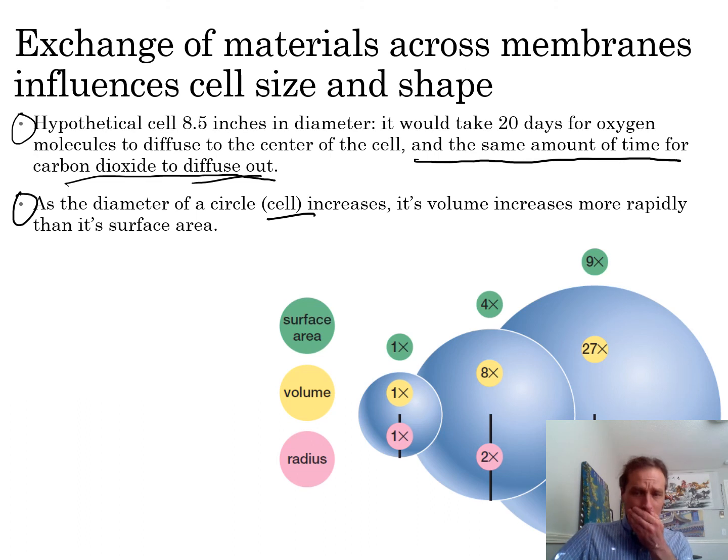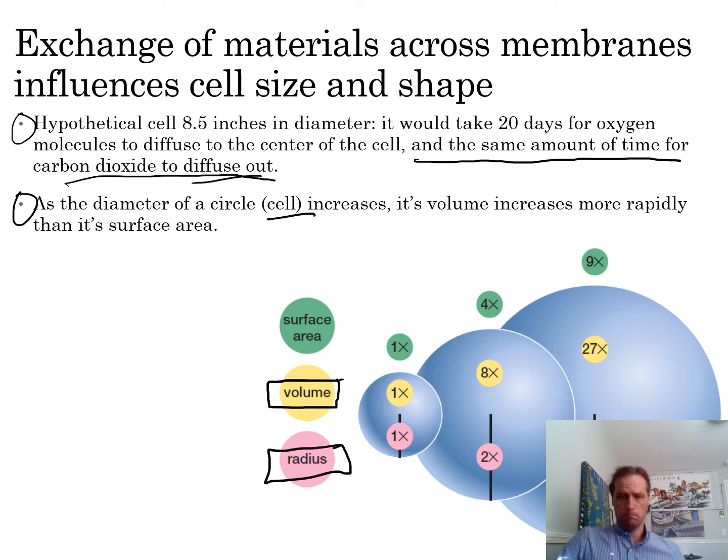So, let's look at volume here. When we go from this, let's look at radius also. If the radius is one inch or something like that, then the volume is going to be 1x as well. Okay, fine. And then let's just say we increase it by twofold. Also, got to mention this too: the surface area is also 1x. So 1x radius equals 1x volume equals 1x surface area.